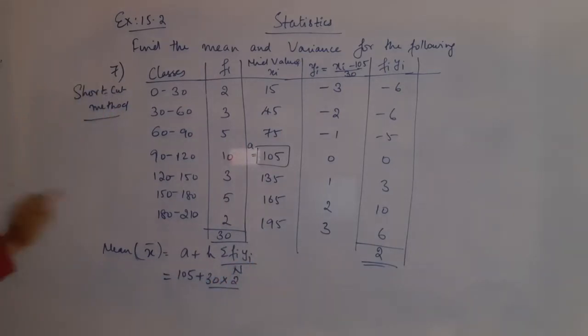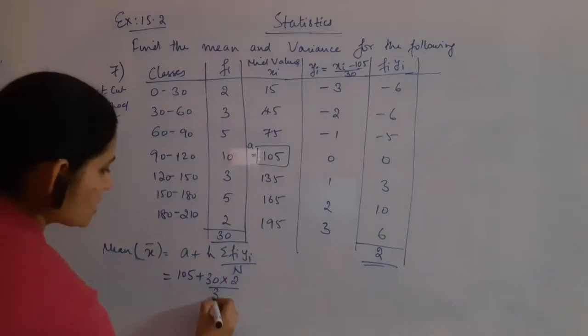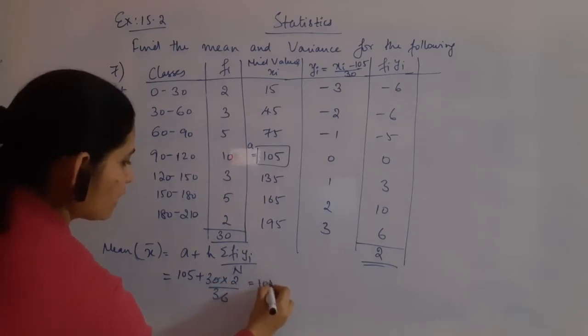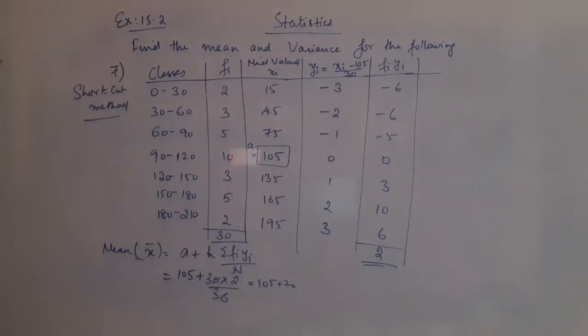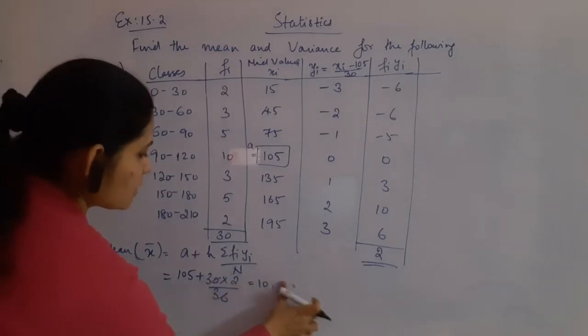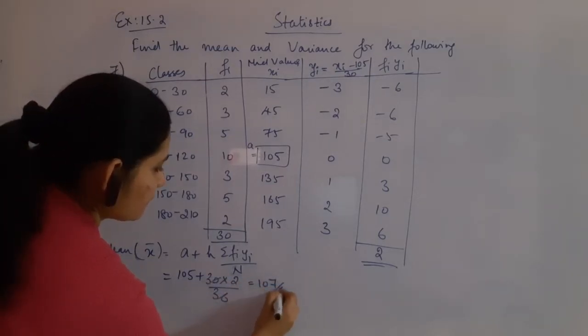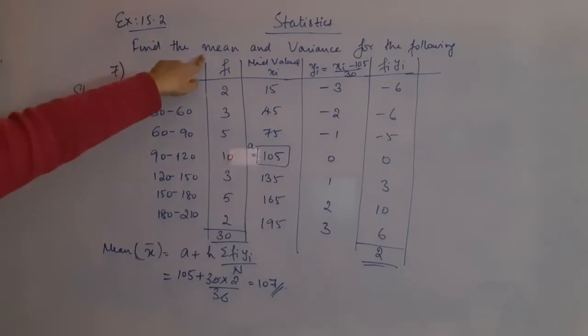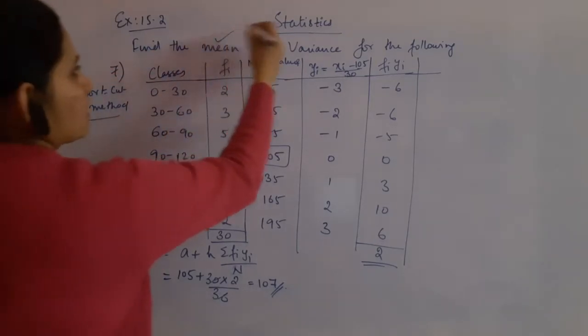Divided by n, which is again 30. So 30 gets cancelled here. So 105 plus 2, which is 107. I am just directly writing 107. Now what you have to find out? Variance. The mean is over. Now the variance.